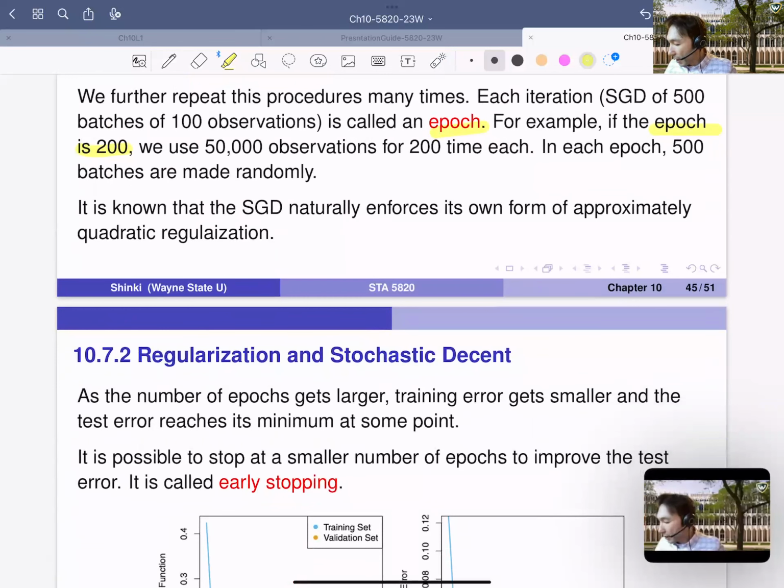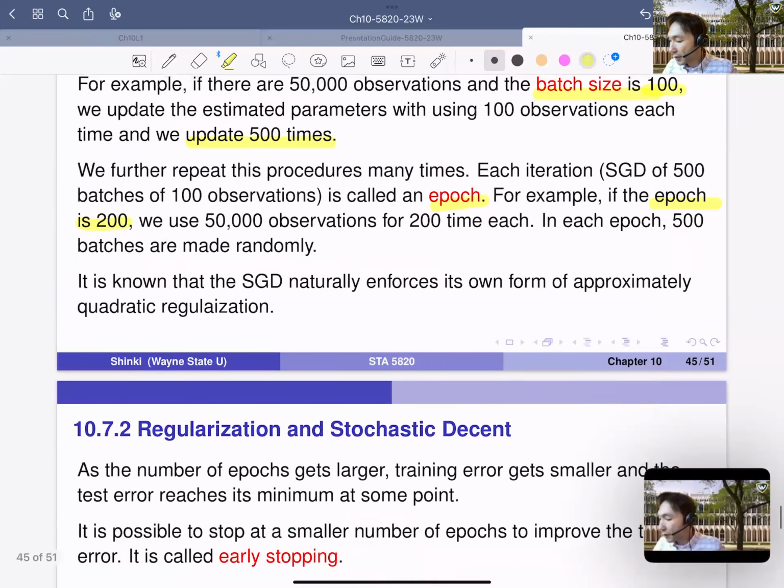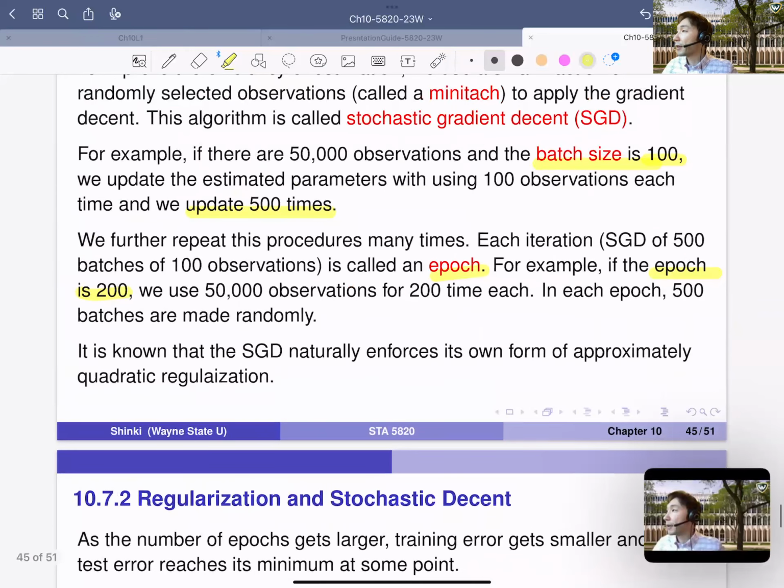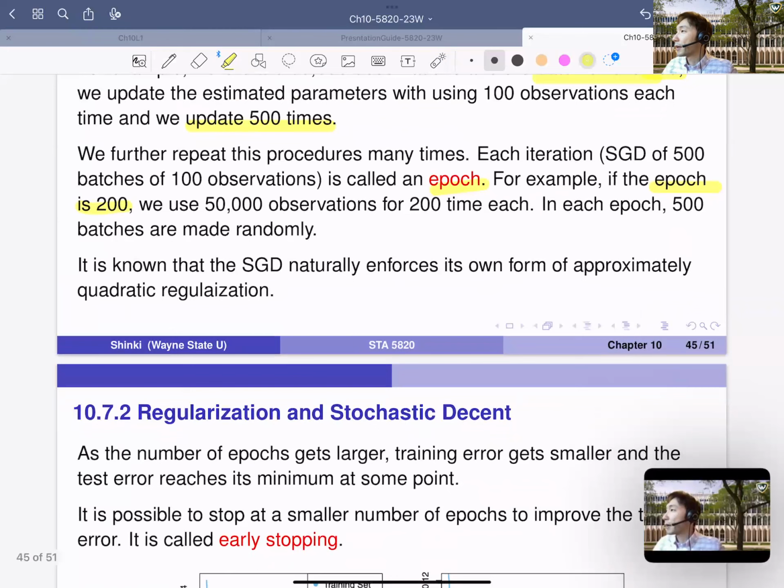So that's it. Another positive aspect of stochastic gradient descent is that it enforces its own form of approximately quadratic regularization. We update again and again, right? So that means it can avoid some overfitting, right? Sometimes when we try one more epoch, the result gets worse.